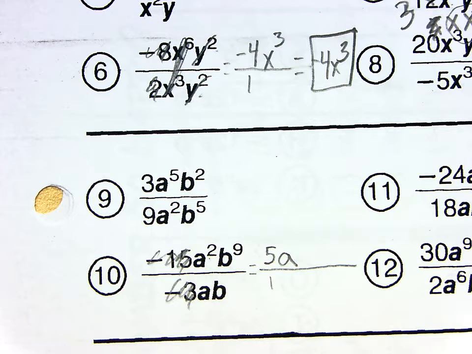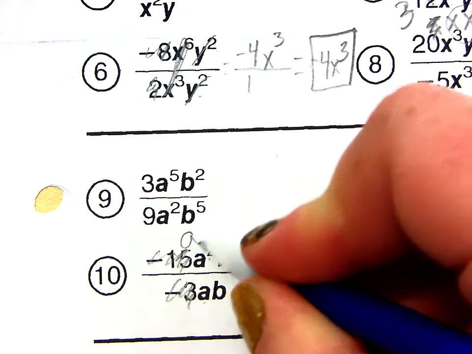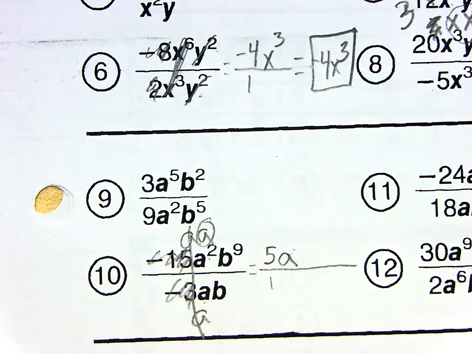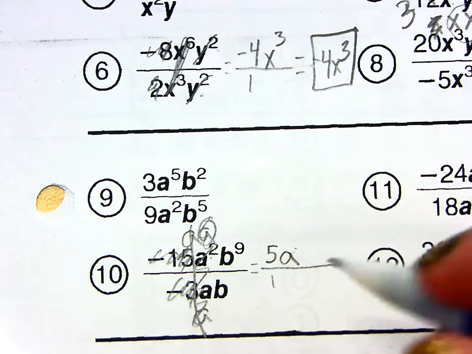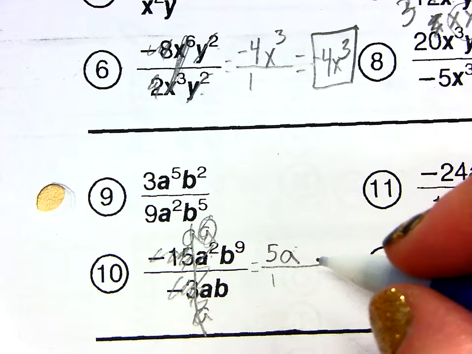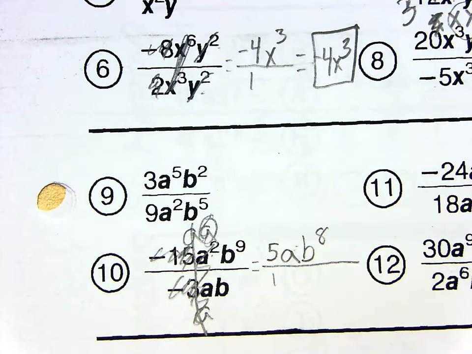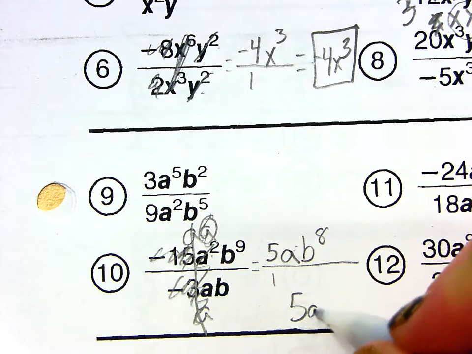Is this all right? You've got to tell me if you're not following, if you're not seeing where I'm getting these from. I had 2 of them on top, 1 of them on the bottom. When I cancel one out, I'm left with a to the first on the top. So then do the same thing with the b's. I have 9 b's and 1 b, and if I cancel them out, I'll be left with b to the 8th. So again, in this case, if the denominator is just 1, I don't need it. So 5ab to the 8th is my answer.